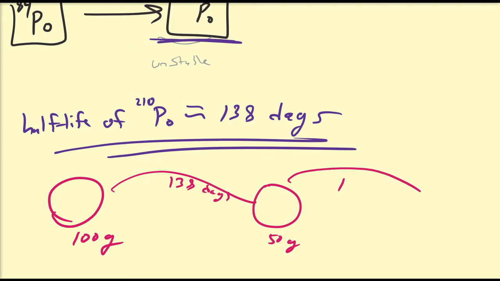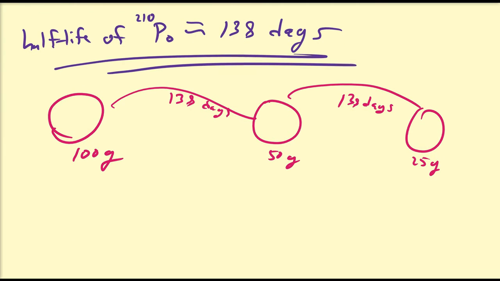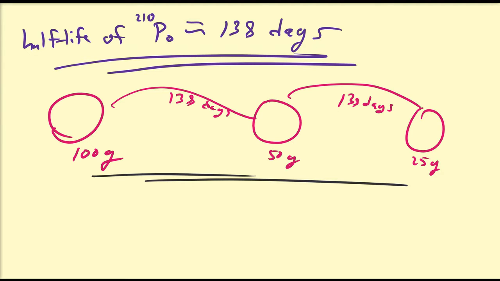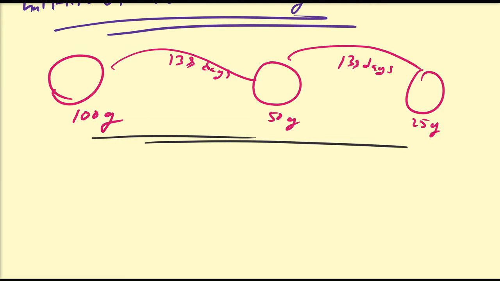After another 138 days pass, we're going to have half of what we had here. So we're going to have 25 grams there. And this is going to continue the process and decay down to 0 but never reach it. So of course that is going to model an exponential process. Our model for those types of things is A of t equals A0 times e to the kt.